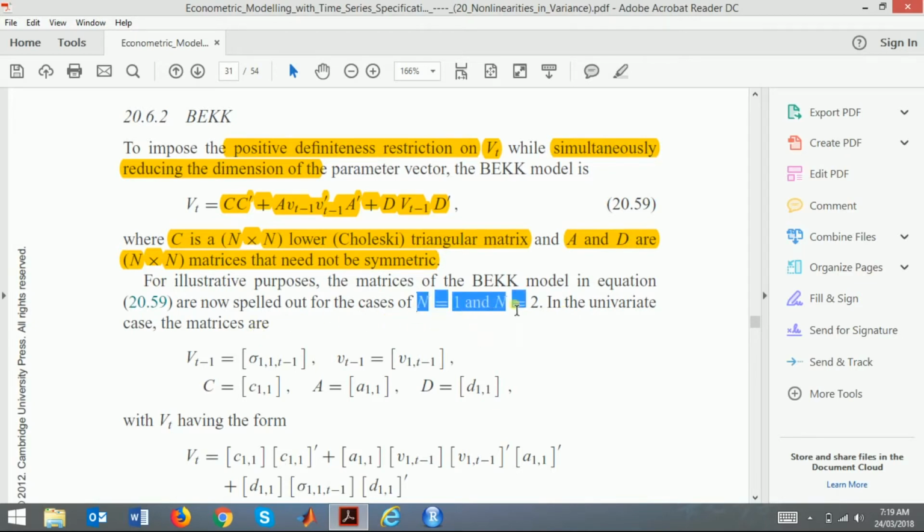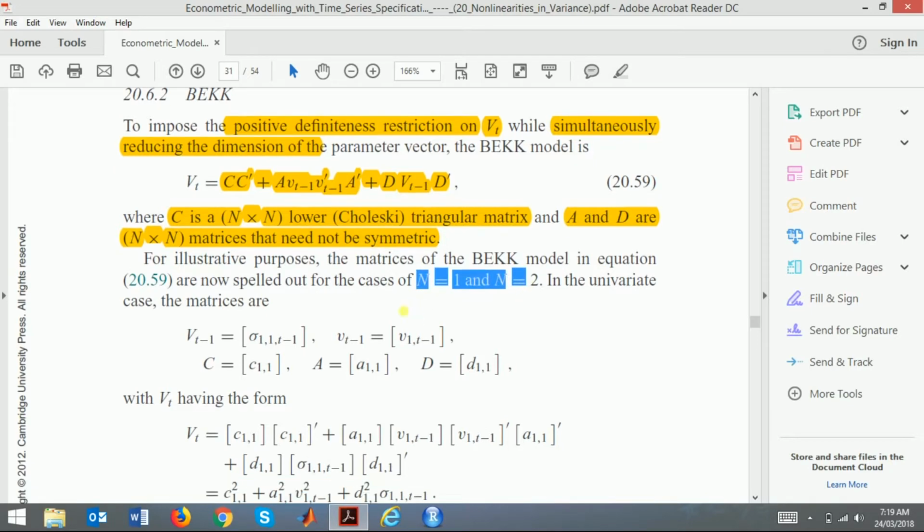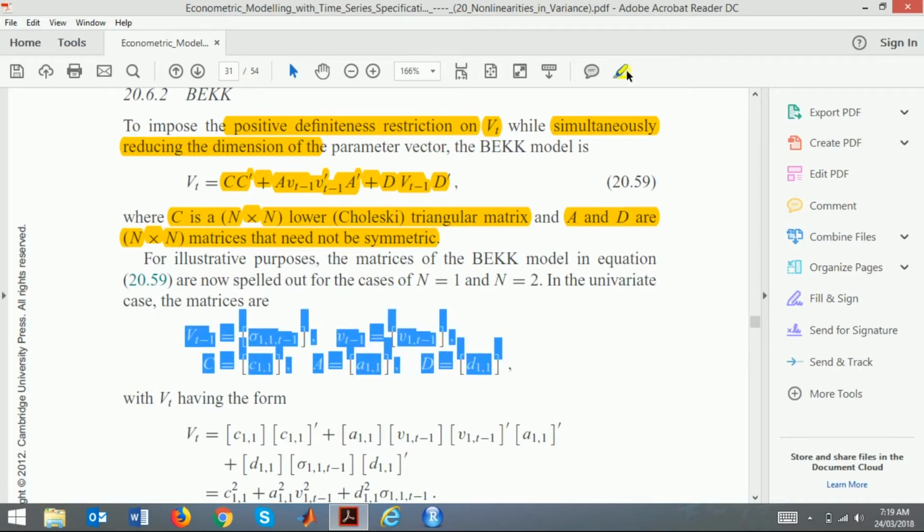Okay, so when n is equal to 1 and 2, in the univariate case, you have matrices such as B_{t-1} is 1, 1 1 2 2 1 2 2. So this is the first element, non-diagonal element, for n equal to 1 in the univariate case. And v_t, v_1 t minus 1, c_11. Okay, fine, I understand that. First element.